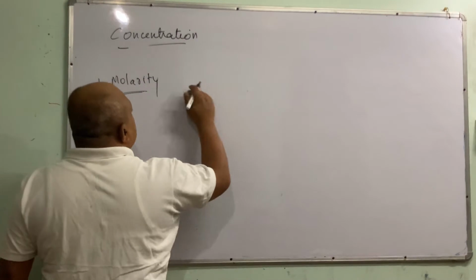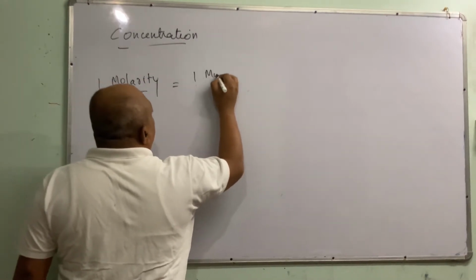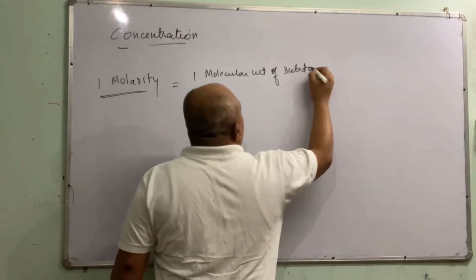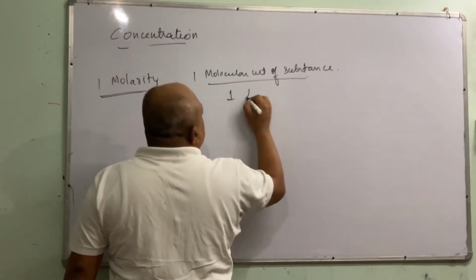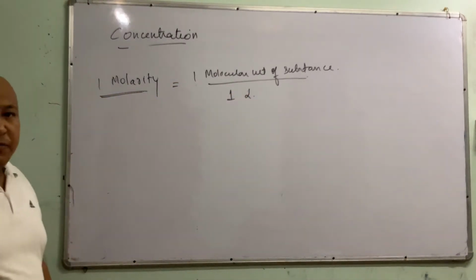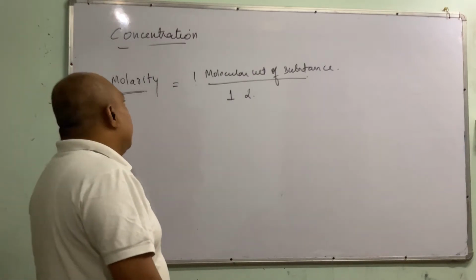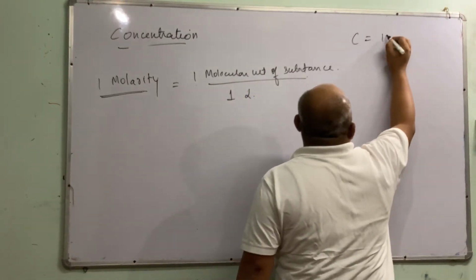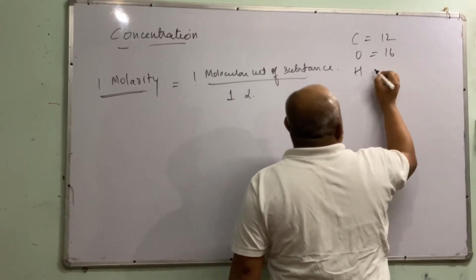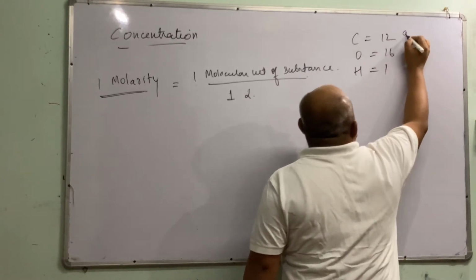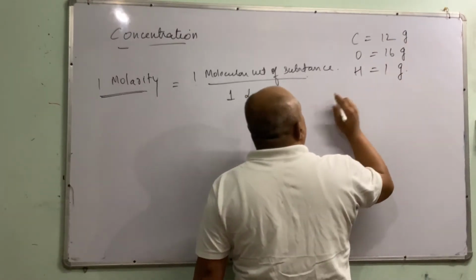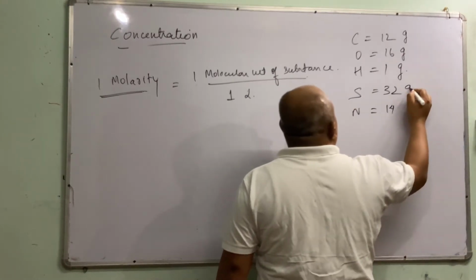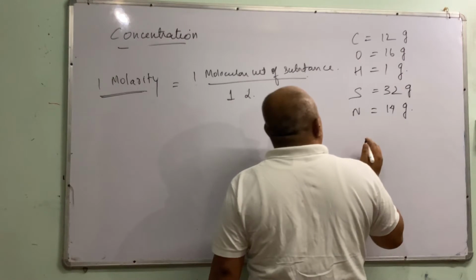Okay. One molarity means when you dissolve one molecular weight of a substance in 1 liter. This is called one molarity, okay, or 1 mole of a substance. Now, for this, you have to remember the molecular weight of some substances in environmental engineering. Say carbon is 12, oxygen is 16, hydrogen is 1. Means carbon atomic weight is 12 gram, 16 gram, 1 gram. Then sulfur 32, nitrogen 14 grams. Then what else?